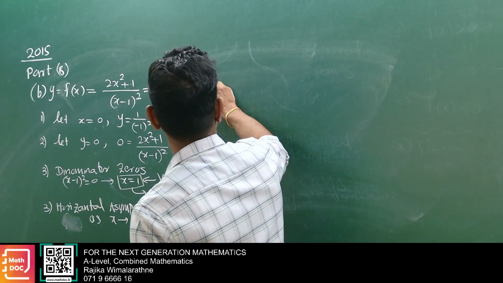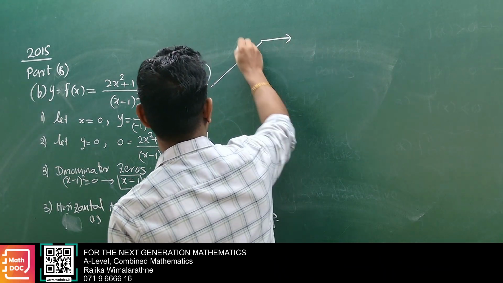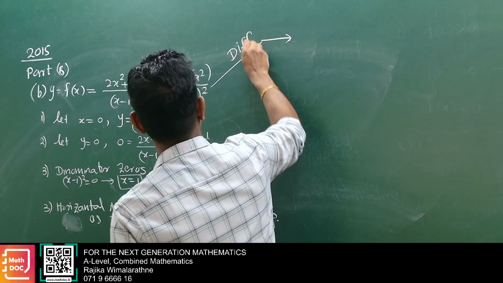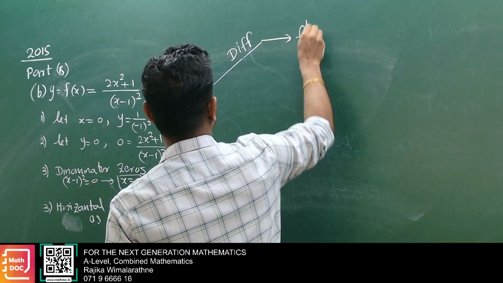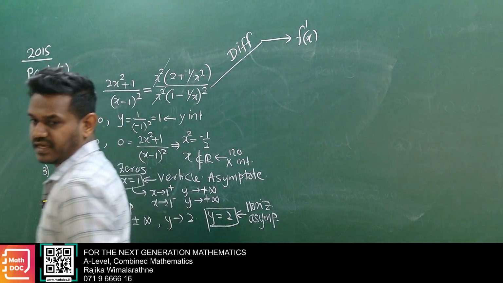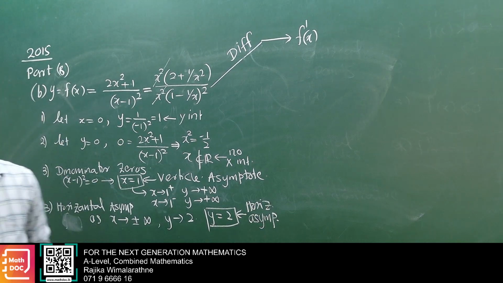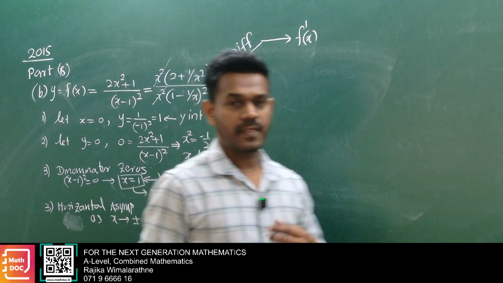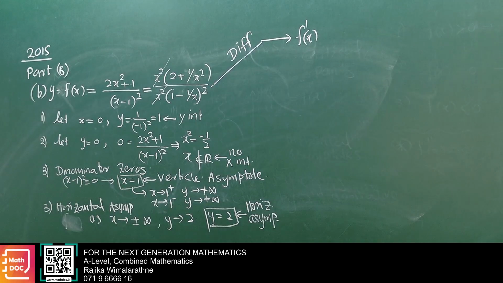Then you move to the differentiation part. You find f dash x. Do up to that. If you have any doubt, do with me. Others do alone.